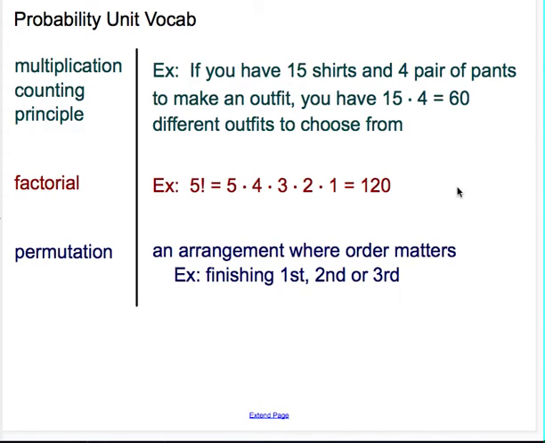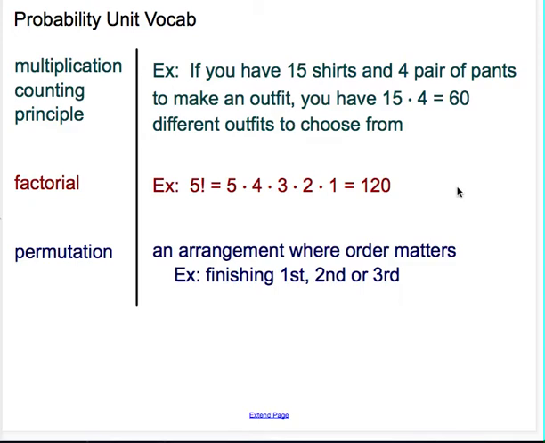All right, so this next section is on counting principles. This is helpful for probability when you have a large number of objects that you're trying to count before you figure out the probability. So our first counting principle is the multiplication counting principle.